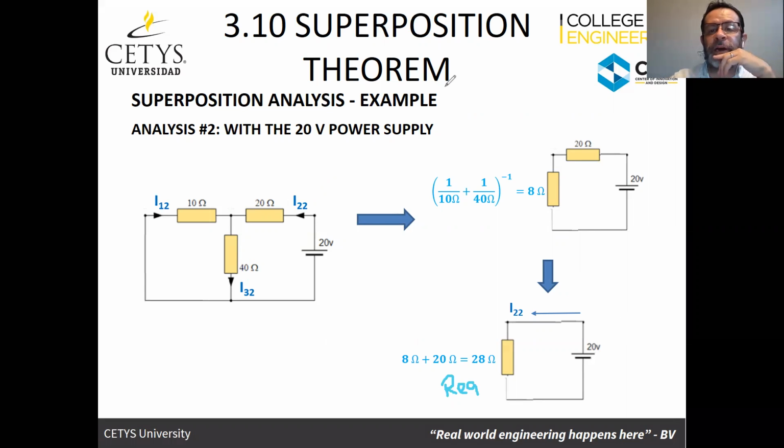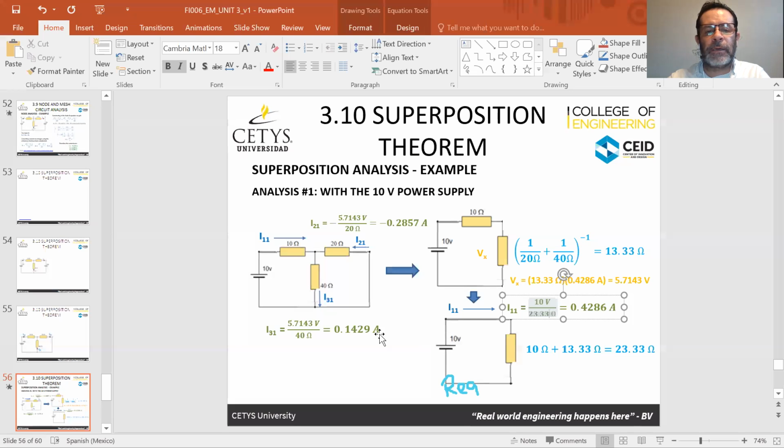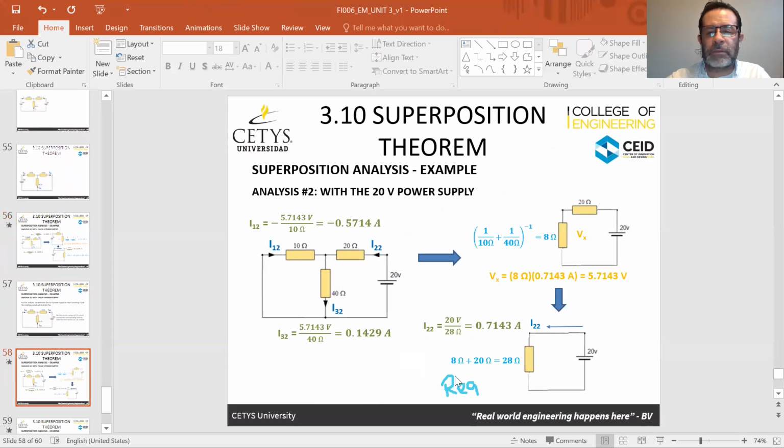And that current, how do we find it? Well, we can use Ohm's law directly with the 20 volt power supply and the equivalent resistance. And so we've got 20 volts divided by the 28 ohms. We've got 0.7143 amps, which is the current for that element.